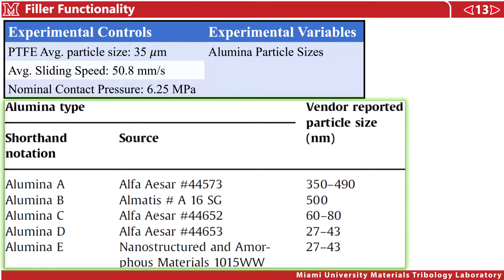Now, the final study in this particular presentation that I'll be looking at talks about filler functionality, and this is related to the filler size, and you will see how as I talk about it in detail in future slides. So they had 5 alumina samples: A, B, C, D, and E, and these are the vendors from where they purchased these samples, and these are the vendor reported sizes. Now keep this in mind, because these numbers are very important.